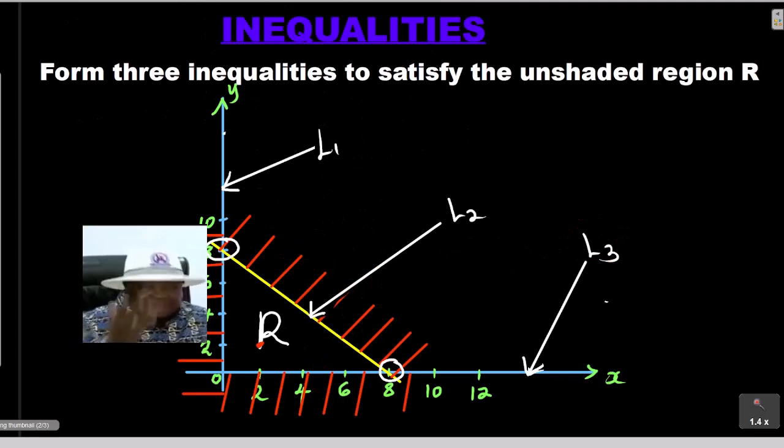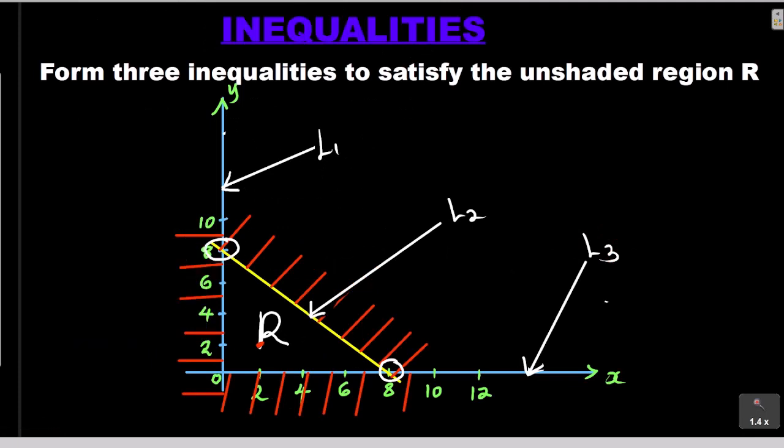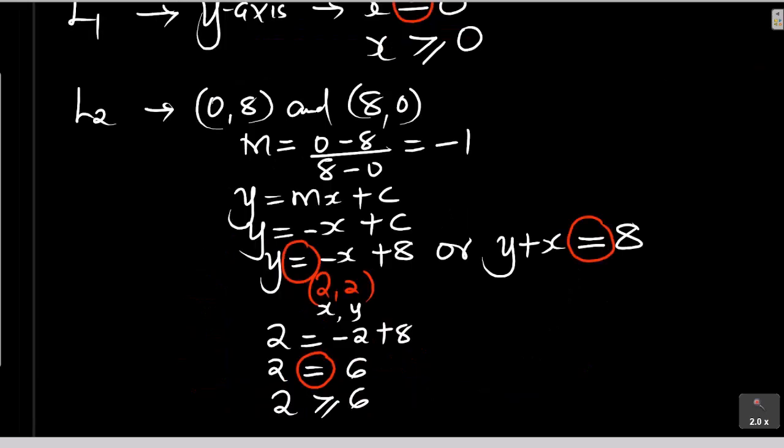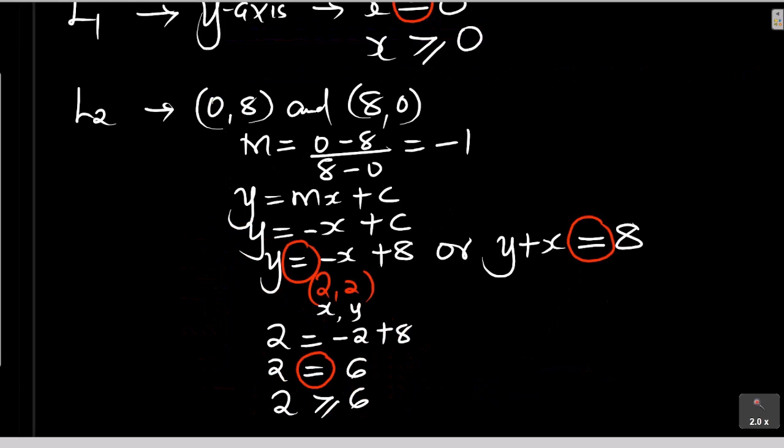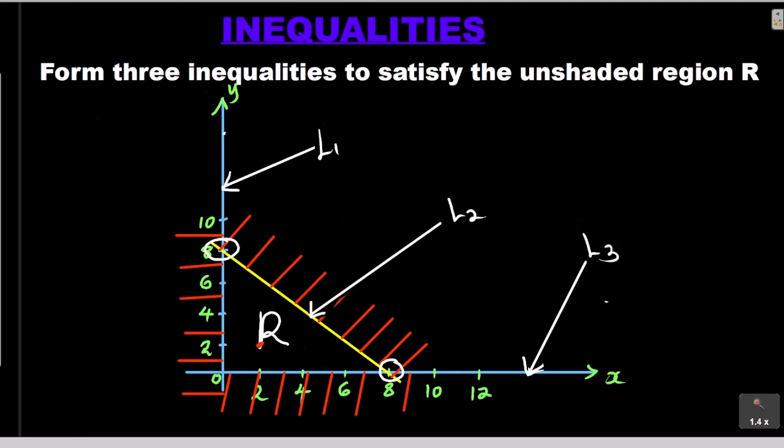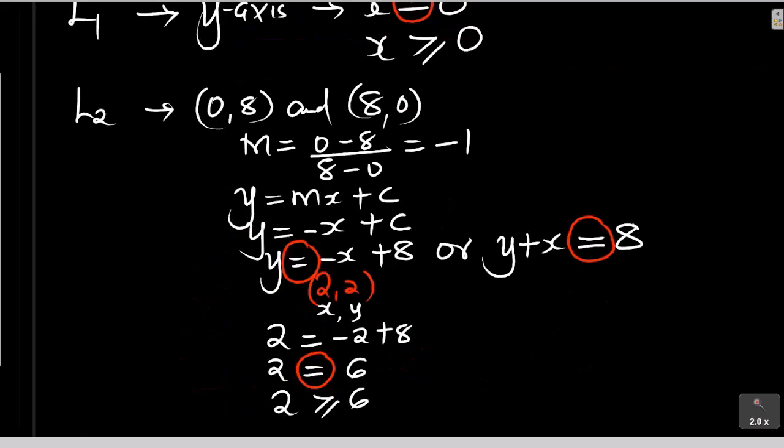Why equal? Because that line again is continuous. If it was broken, maybe we could have written it as just greater than. By putting the equal sign, we mean that all the points that lie on that line will also satisfy the inequality. So 2 is greater than or equal to 6, since we have picked that point in the required region and it must be true. The sign that we insert there must be true.